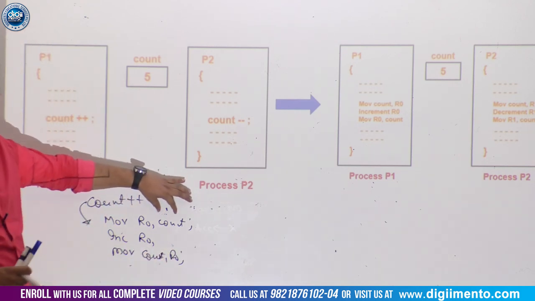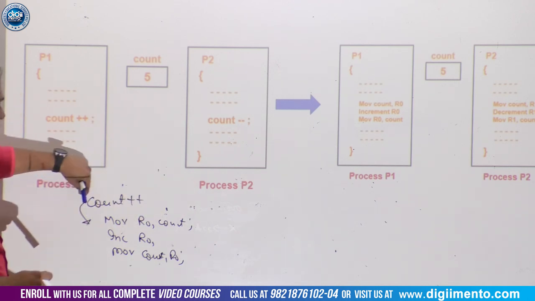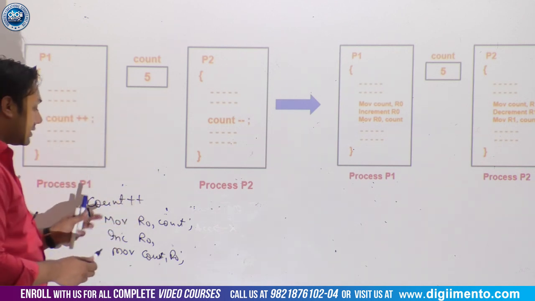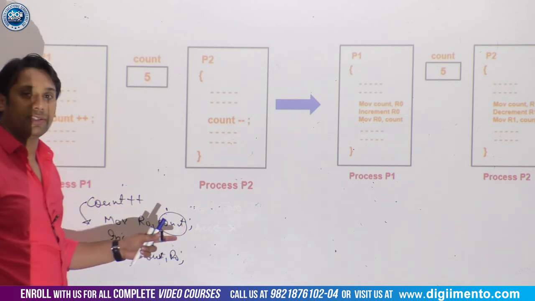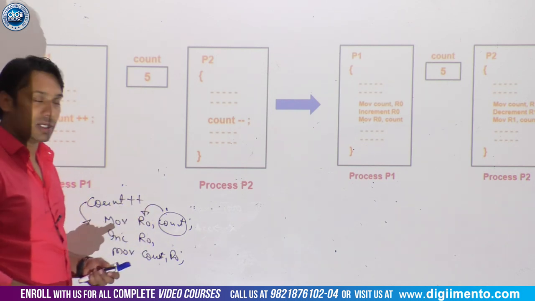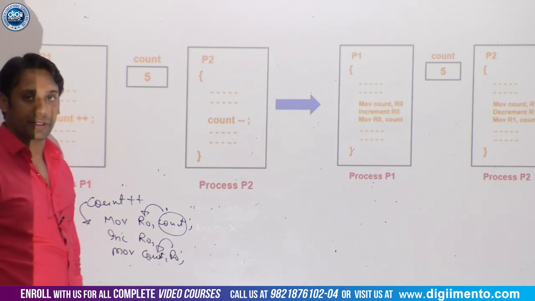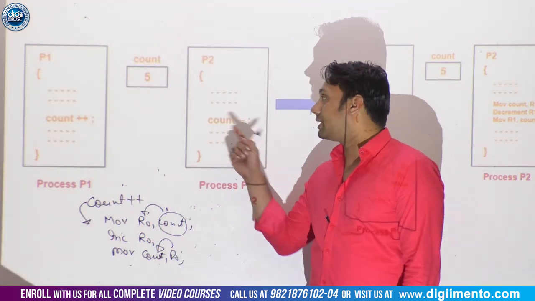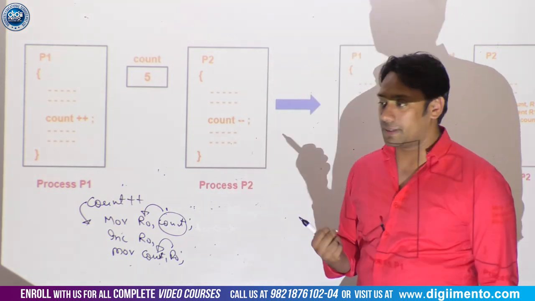Basically, count is a memory location. Count will be stored in some memory location, right? So when I'm going to do count plus plus, that is, when I did post increment, internally, when this is converted to assembly language, first of all, you are going to store the content of this memory location in a register. Then you are going to increment the value of the register, and then you are going to again store the value of this register in the count. Correct? Even a very simple incrementation statement can be broken down into three different steps.